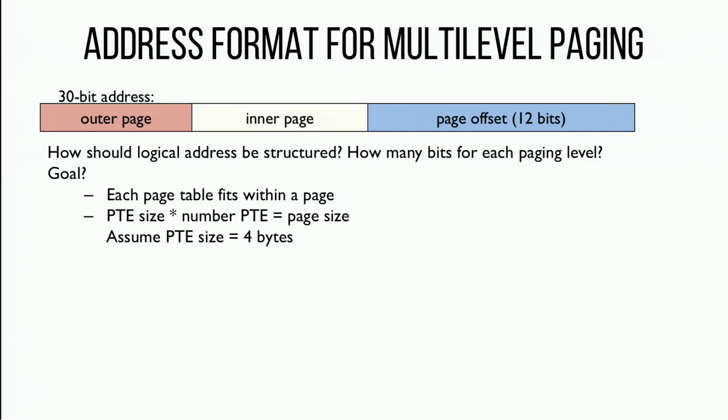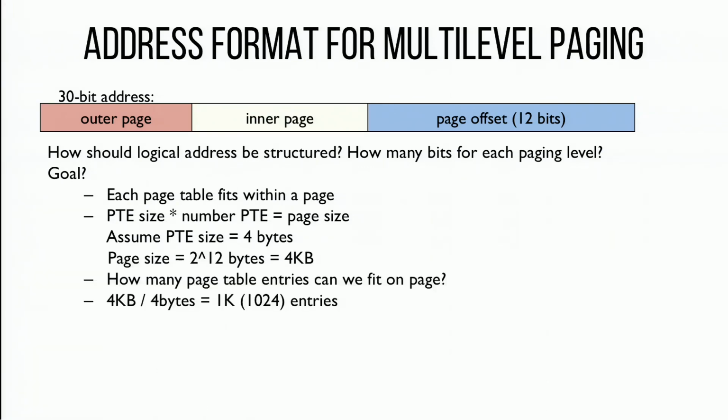And then if each page is 4 kilobytes, and each of them entries is taking up 4 bytes, it must mean that we can have 1,000 entries on that inner page table, right? 1,000 times 4 is 4K. So that's how many entries we can fit here. And so what does that tell us about our address format?